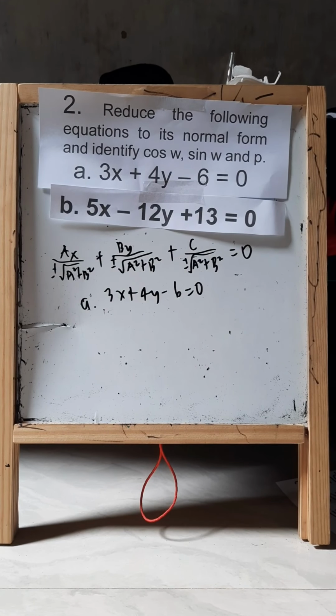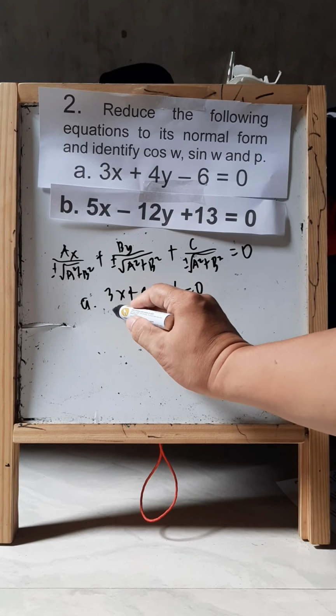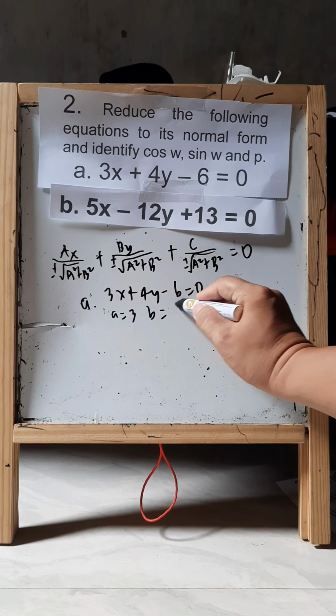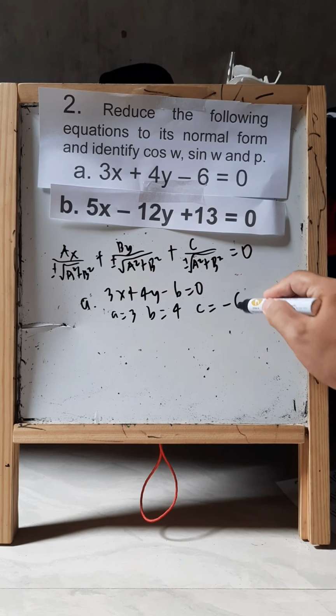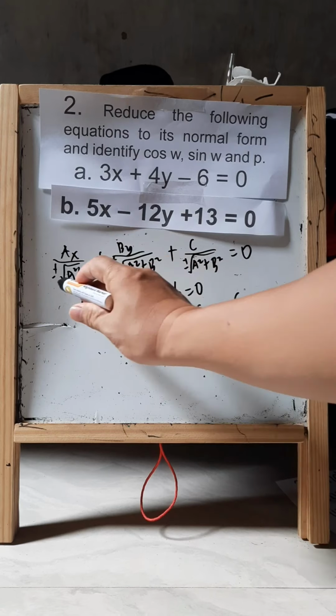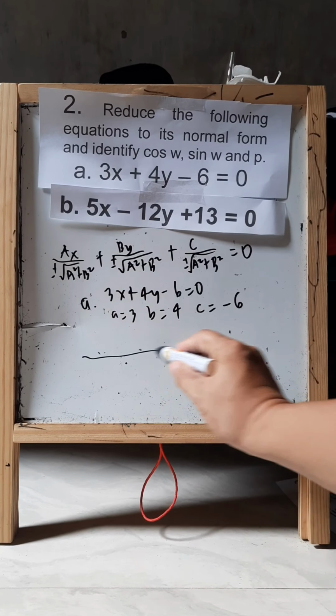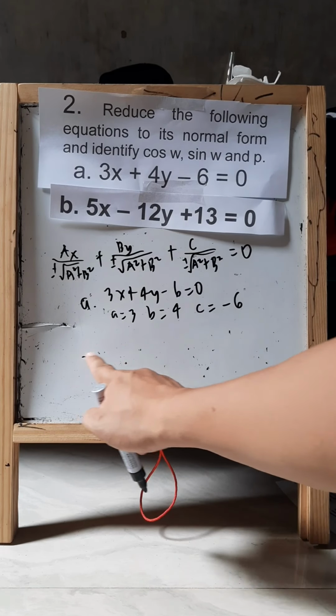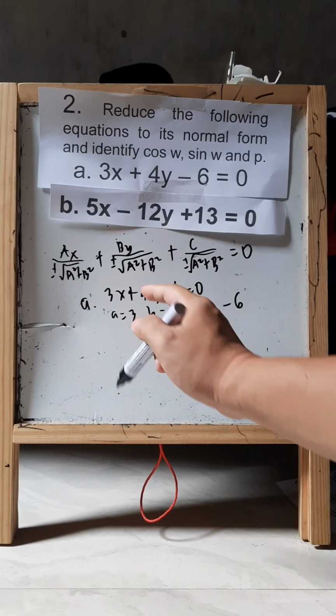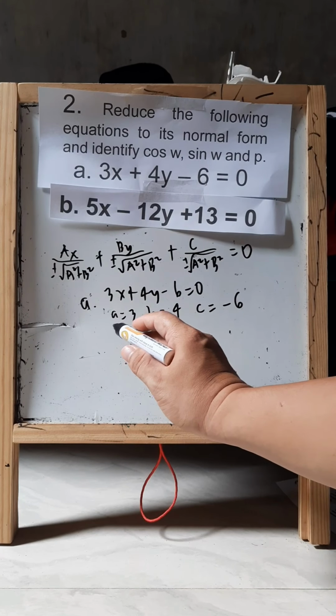So first step, let us try to identify A. A is 3, B is 4, and C is negative 6. So if C is negative 6, then therefore the sign of the denominator is positive.